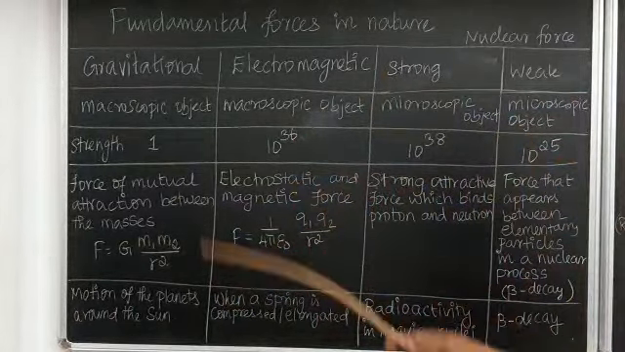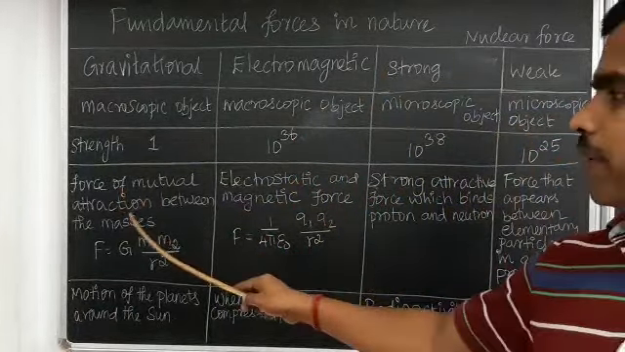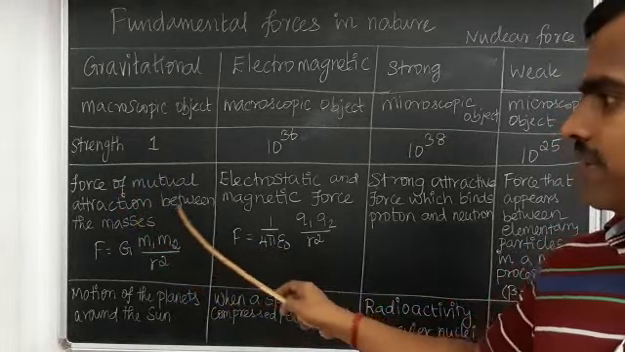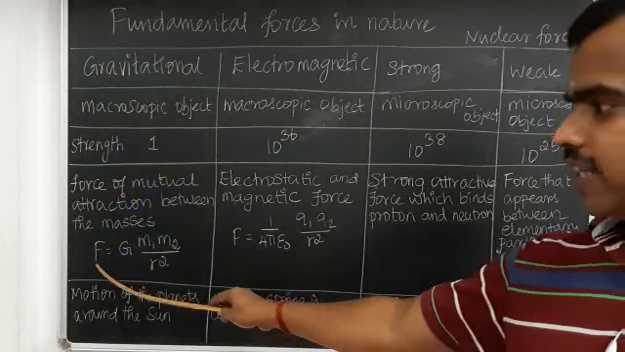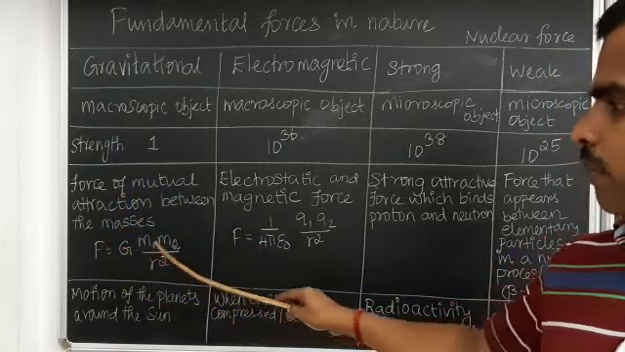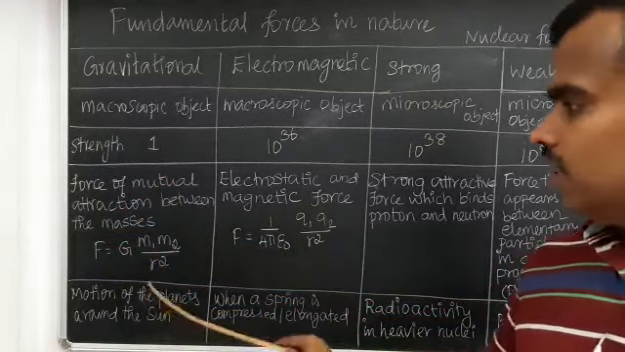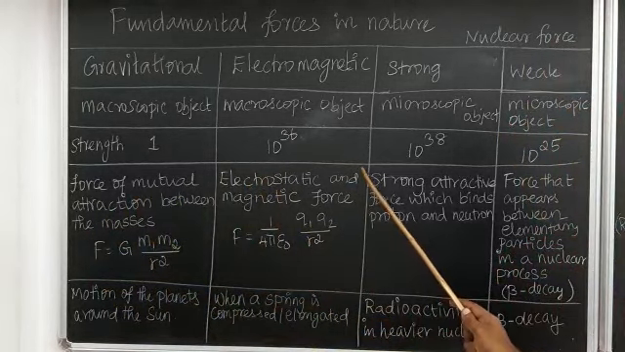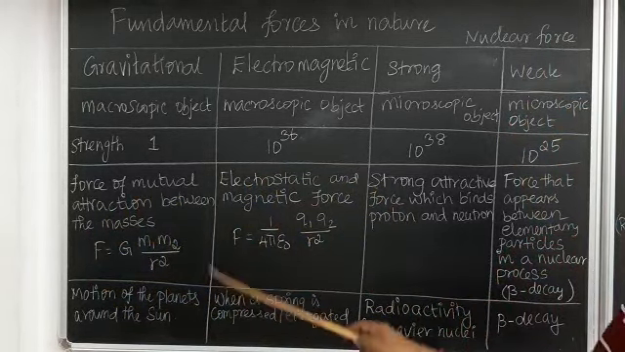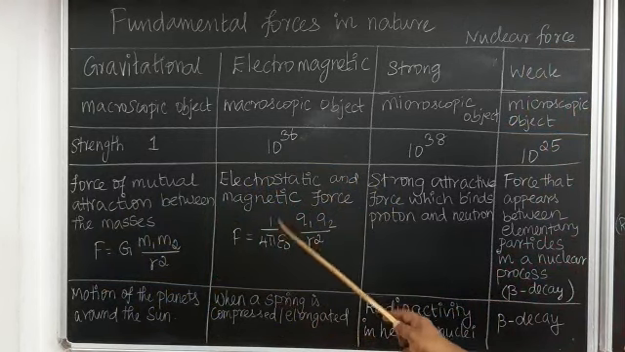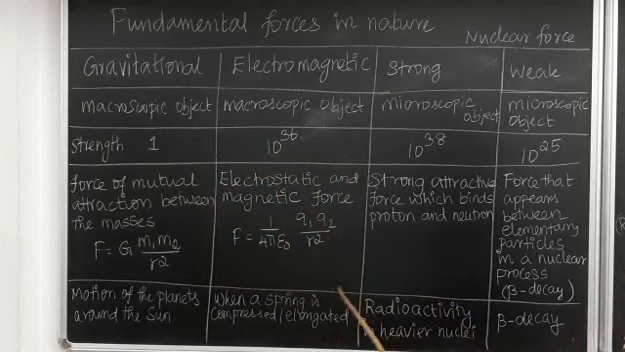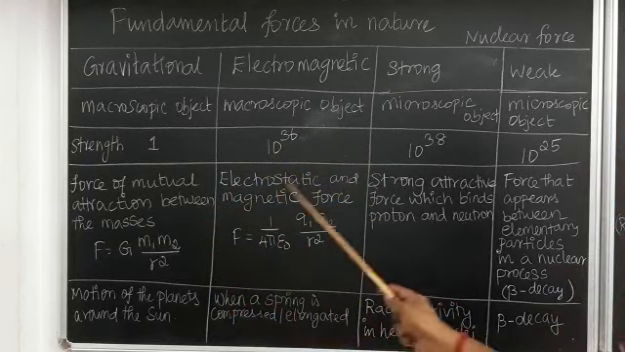And the force of mutual attraction between the heavier masses, that is F equals G m1 m2 divided by r square. This is the universal law of gravitation, right? And the electrostatic and magnetic forces are involved in electromagnetic force. So F equals 1 by 4 pi epsilon naught q1 q2 divided by r square, that is called Coulomb's law, right? Electrostatic Coulomb's law.